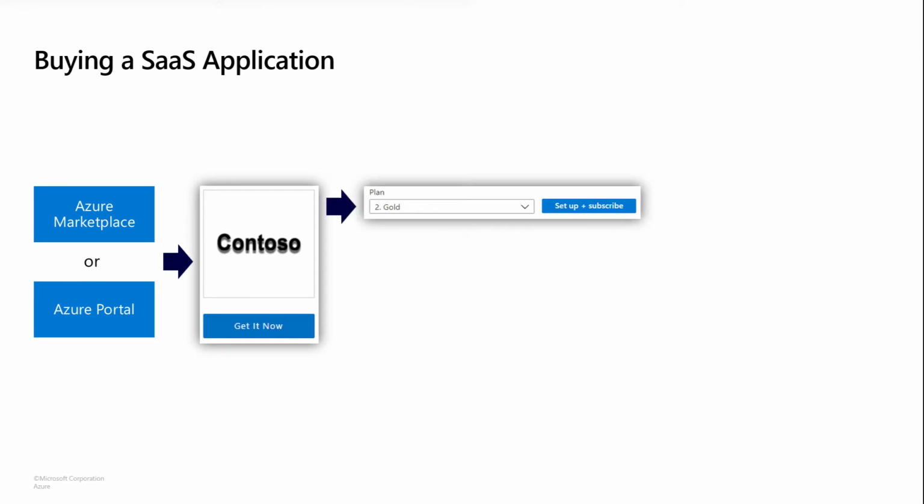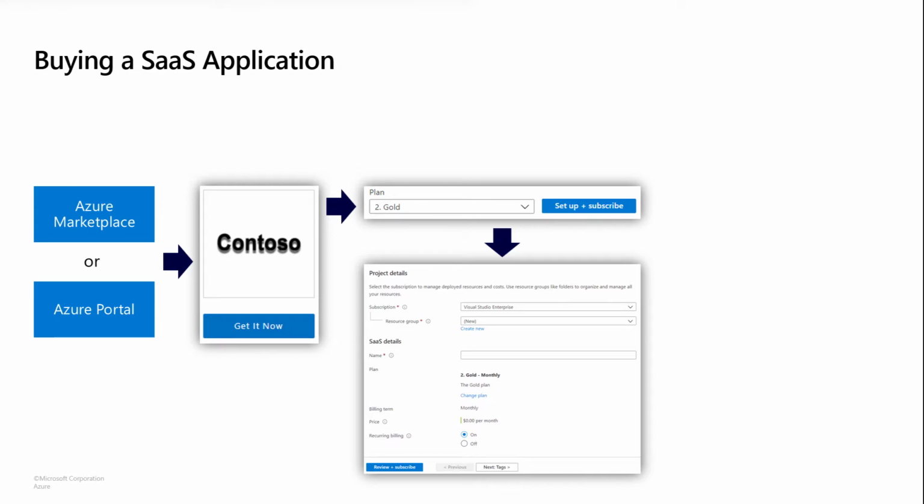Now, when we do, we're going to be taken to a page where we get to choose between the different plans that might be offered by the offer. So for example, you might have a silver, gold, platinum plan, and in this case, we're going to sign up for the gold plan. Now, from here, we're going to be taken to a page where we get to fill in some information about how we would like to instantiate the SaaS offer within our own subscription. So we choose a resource group to put the SaaS application into and a name for it.